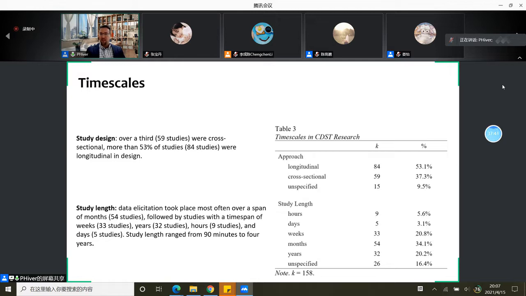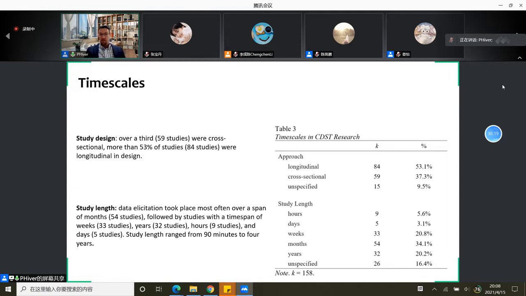Okay, turning to study design characteristics, we looked at the general approach to study design and the timescale of data collection. So you can see here, over a third of studies were cross-sectional, and more than 53% of studies were longitudinal. You can probably see that 53% in relation to the field more generally; this seems like a much higher proportion of longitudinal studies. So it also shows the importance of studying change and dynamism.